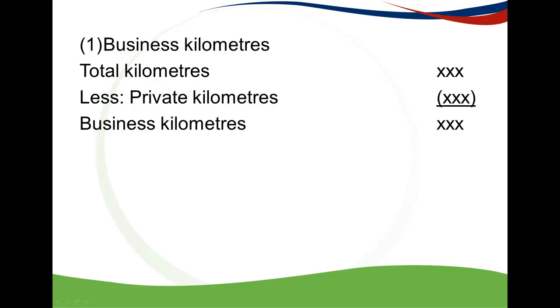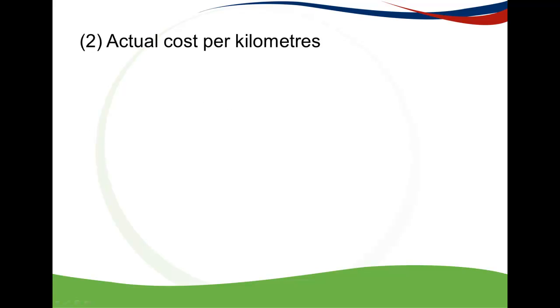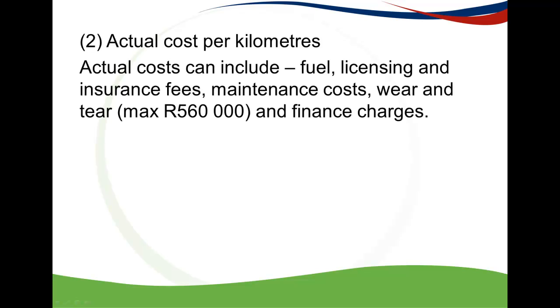This is important because we're going to use it in the rest of the calculation as well as when we are actually going to calculate the business use, where we use the business kilometres. The next step is to go and calculate your actual cost per kilometre. Actual cost can include the actual cost of fuel, licensing, insurance fees, maintenance costs, wear and tear, and finance charges.